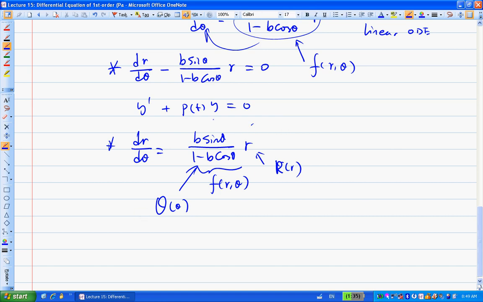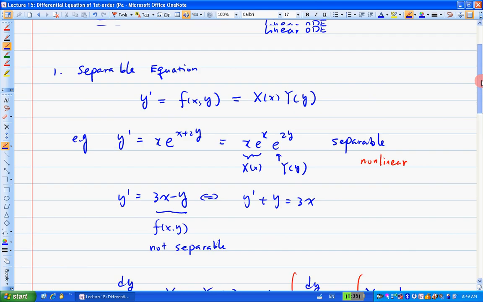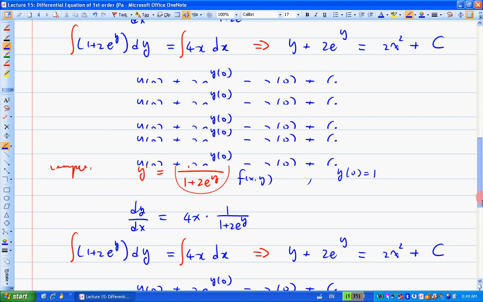So how to solve that? Just use separation of variables. You can solve it. Okay. So that's this separable equation in here. Separable equation. So let's take a look at the other one.